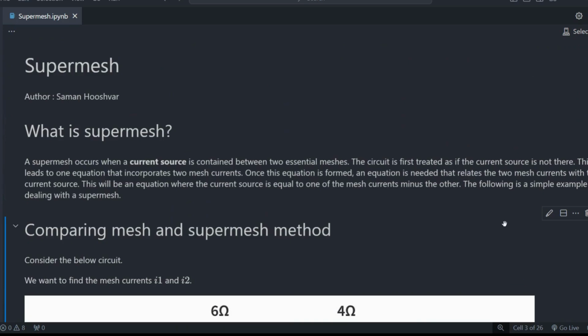So we're going to examine this approach in examples, and we will see how it eases our procedure to solve and analyze circuits compared to mesh methods.